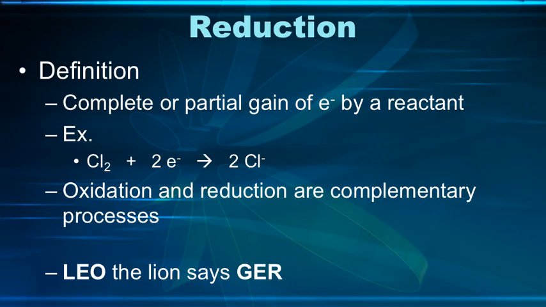The complete or partial gain of electrons is reduction. Now you'll see it on the reactant side. Here, for instance, you'll see chlorine picking up 2 electrons. Each chlorine picks up 1, and it becomes 2 chloride ions. Oxidation and reduction are complementary processes. Whenever oxidation occurs, reduction occurs in conjunction with it.